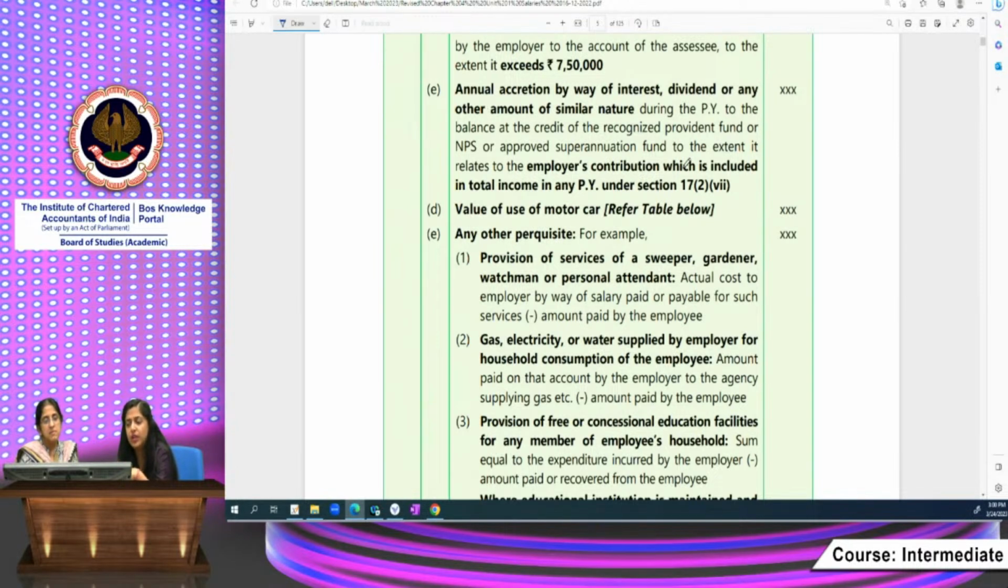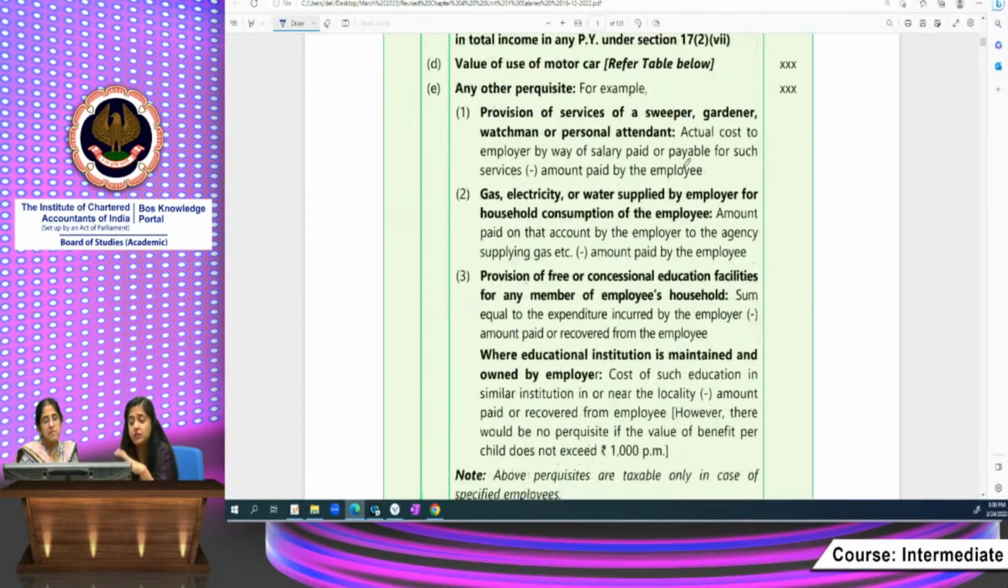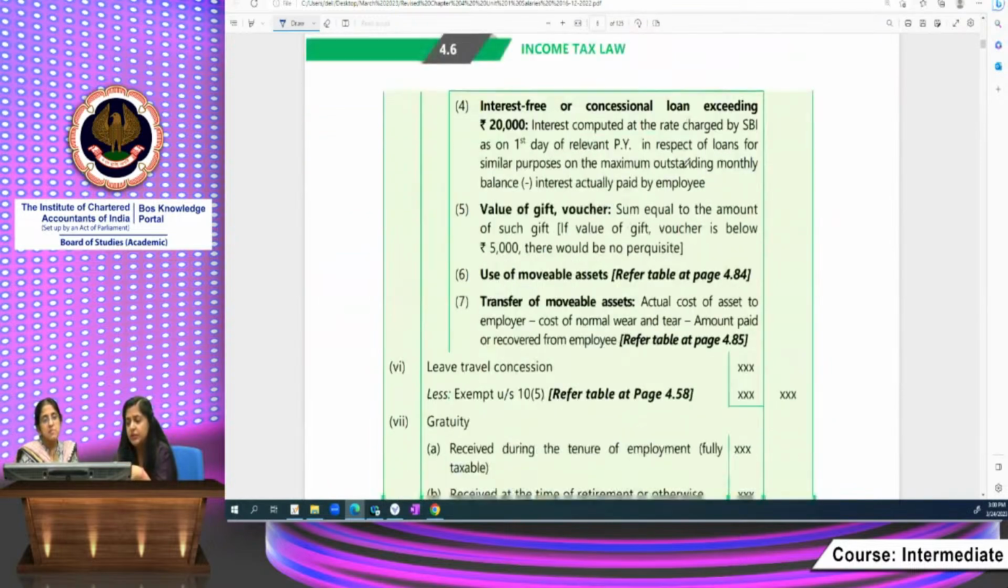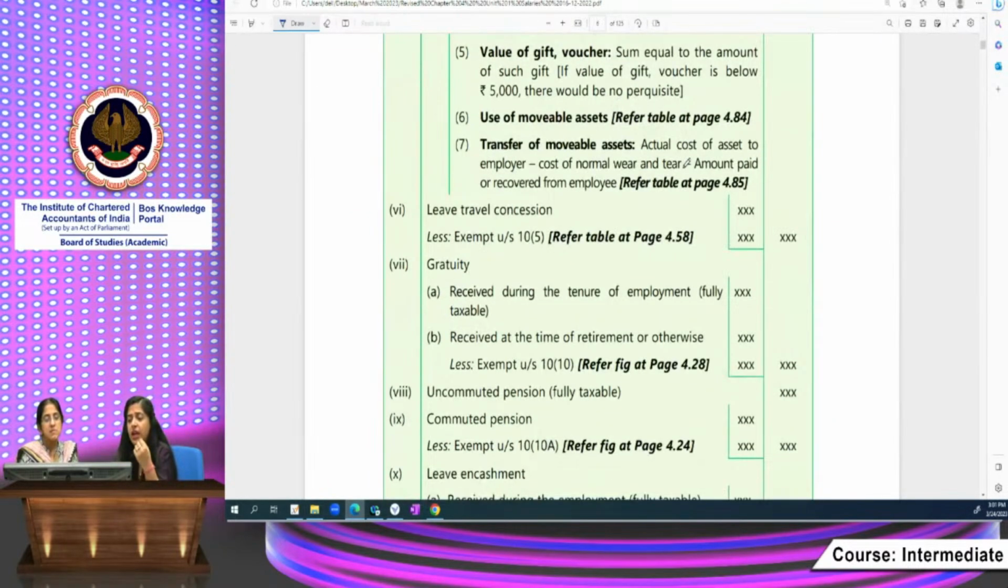Kindly go through that and go through the illustrations also. So all these are the perquisites. Any movable assets which your employer has given to you for use, or which he has transferred to you, in that case what will be the valuation, everything is there. Regarding LTC, there's an exemption under section 10(5). Gratuity.